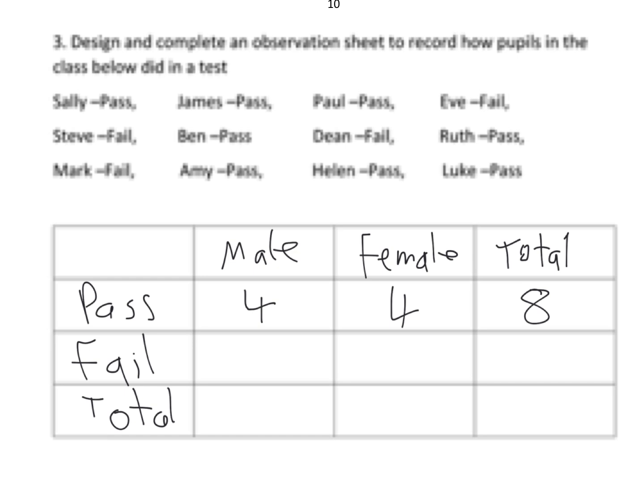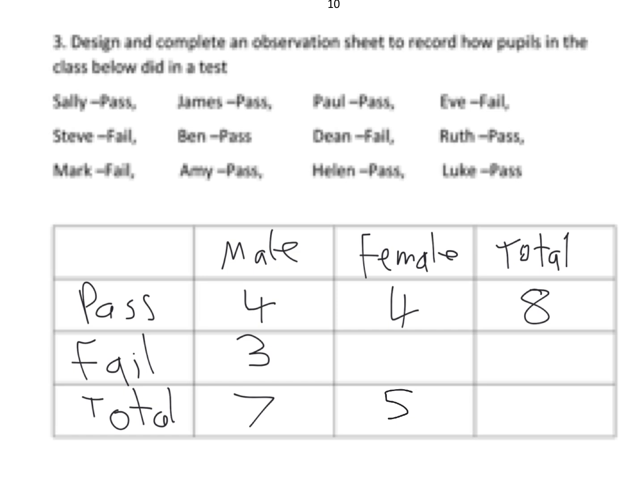Let's see how many males there are. 1, 2, 3, 4, 5, 6, 7. There are 7 males, which means 3 of them must have failed. How many females are there? 1, 2, 3, 4, 5. There are 5 females in total. Okay, again, you might think I've gone about this in a silly way. There's lots of different ways you could do it, as long as you're understanding it.